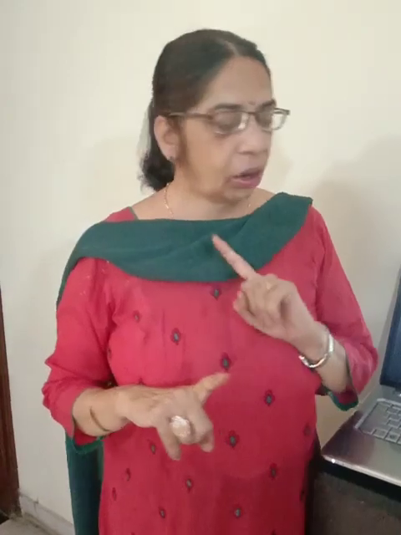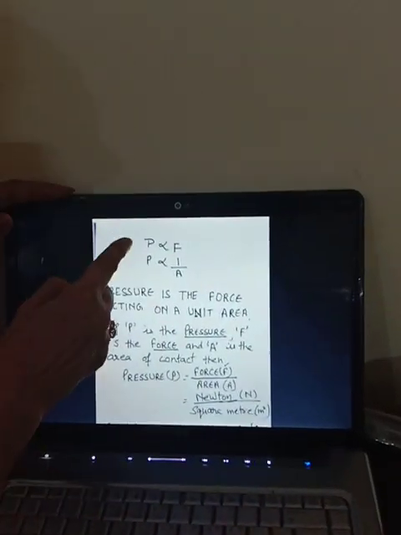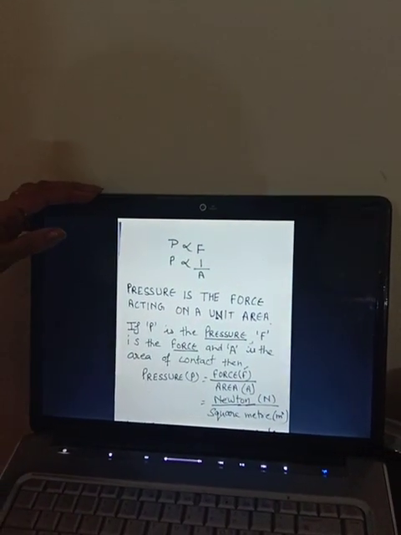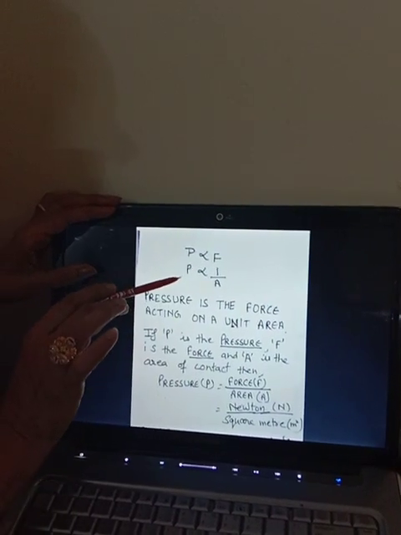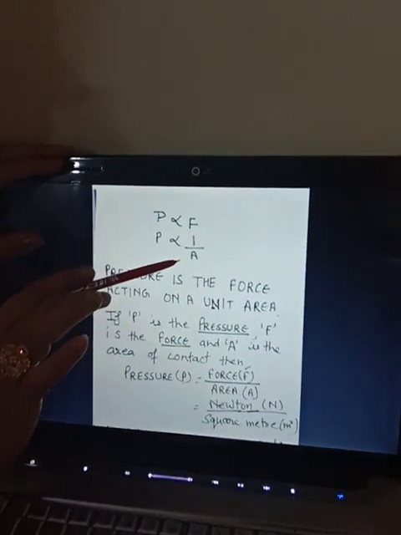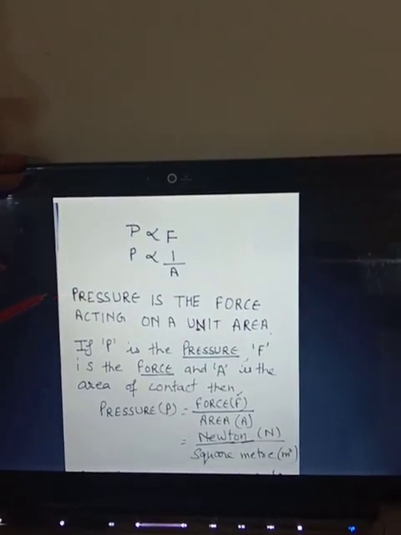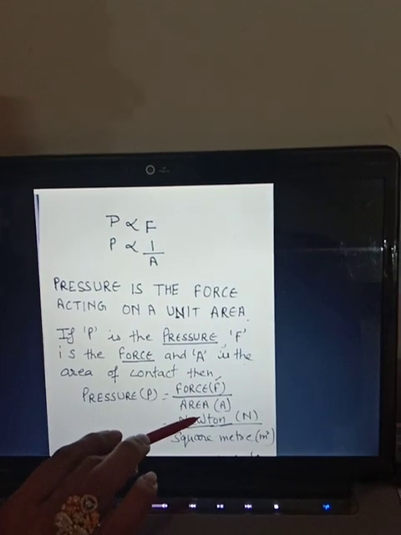Pressure is directly proportional to the force and inversely proportional to the area in contact. Mathematically, pressure is directly proportional to force, and pressure is inversely proportional to area. If we combine these two factors, we get pressure is equal to force upon area.